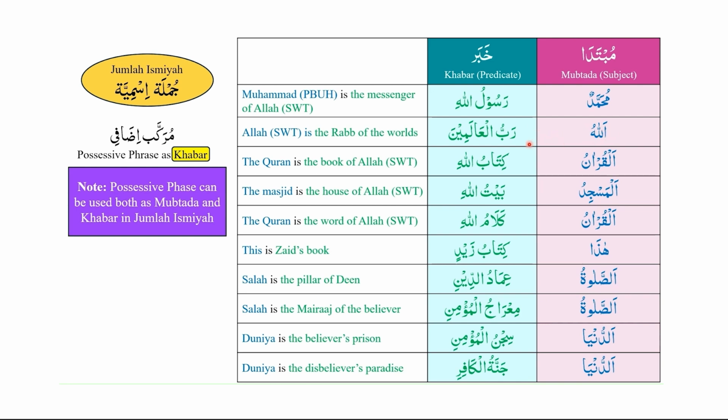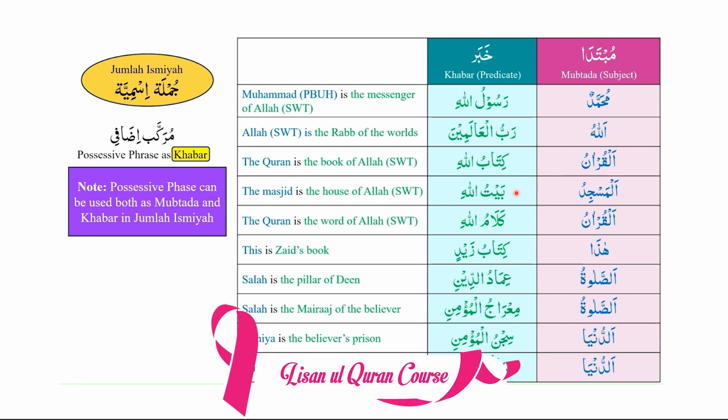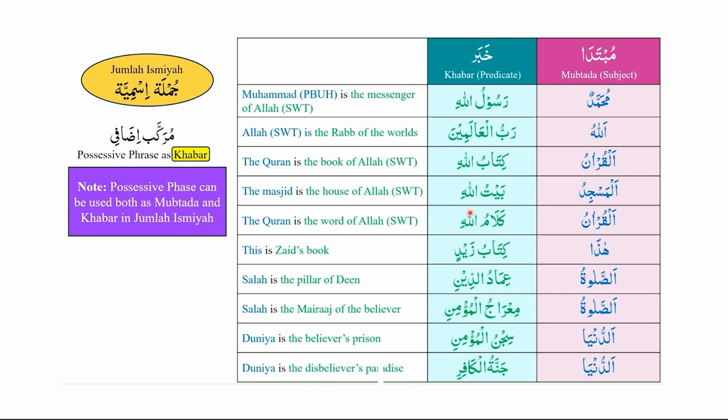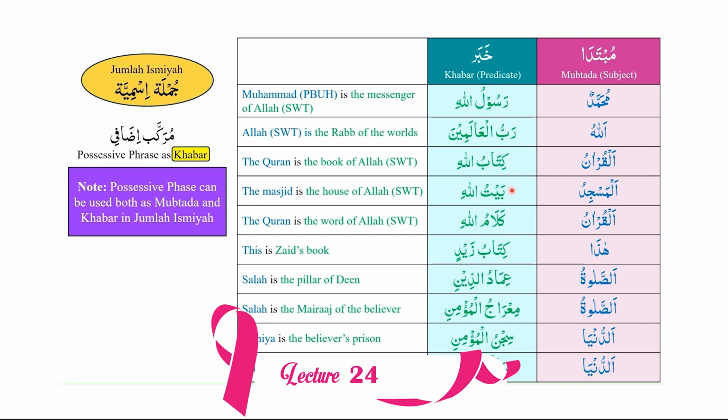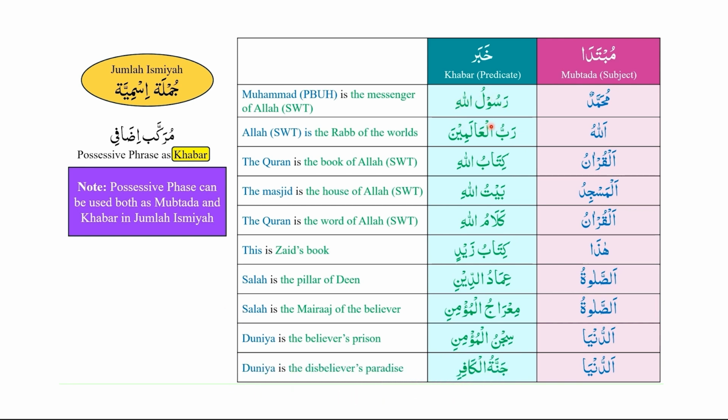Allahu Rabbul Alameen. Allah subhanahu wa ta'ala is the Rabb of the worlds. Al-Qur'anu Kitabullahi. The Quran is the book of Allah subhanahu wa ta'ala. Al-Masjidu Baytullahi. The masjid is the house of Allah subhanahu wa ta'ala. Please note that in all of these examples, the mudaf is marfu. And because the mudaf is marfu, it will make the entire murakkab izafi marfu.